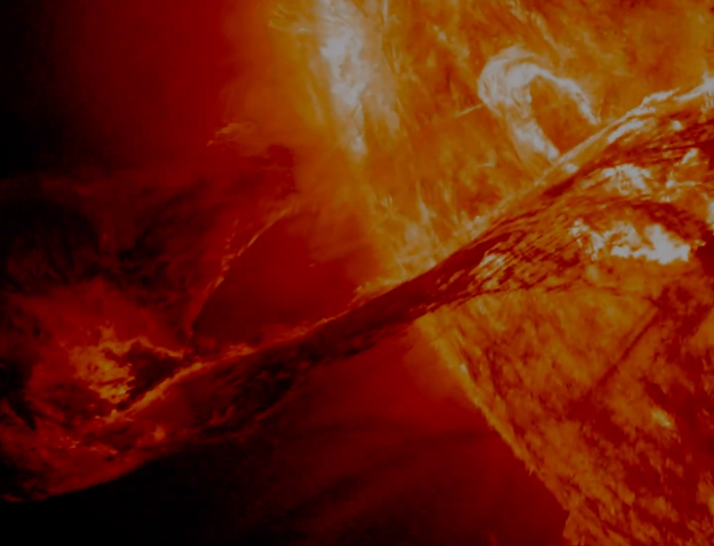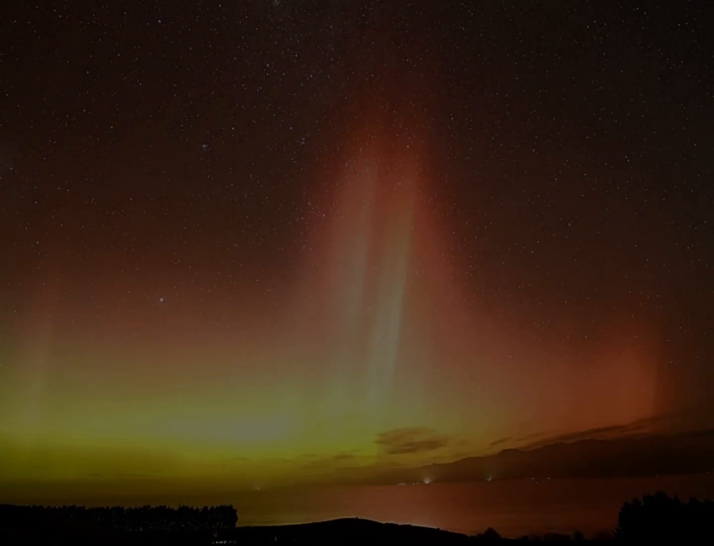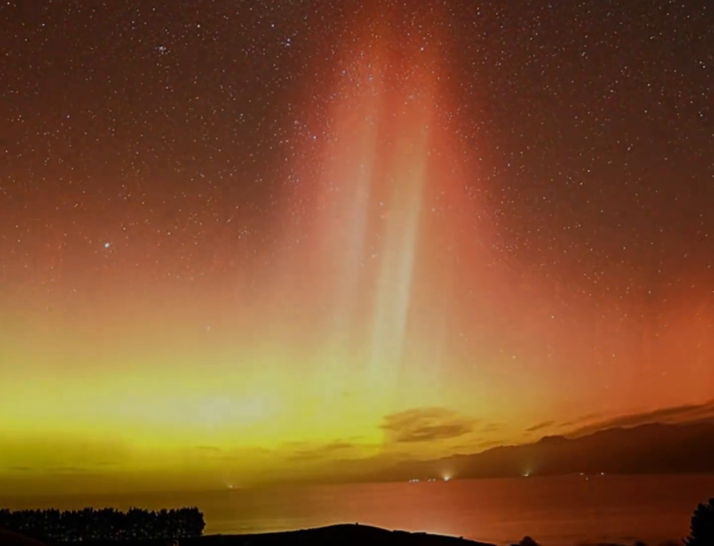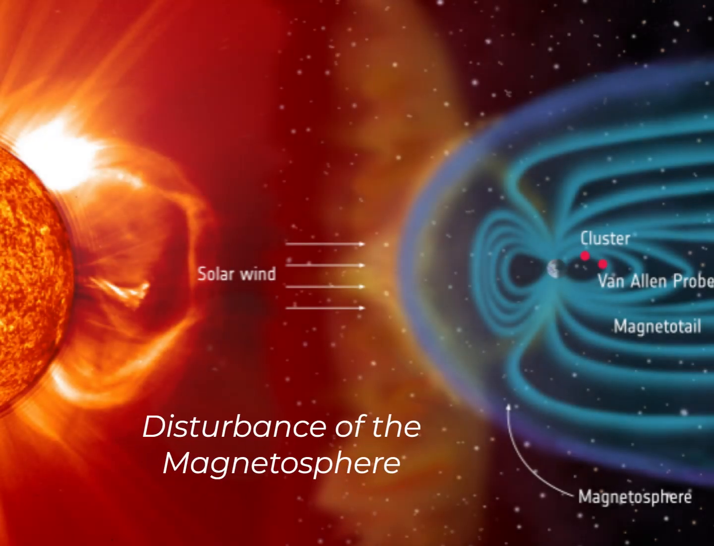In this video, we are going to explain everything about geomagnetic storms. What is a geomagnetic storm? A geomagnetic storm is a major temporary disturbance of the Earth's magnetosphere, our planet's magnetic field.